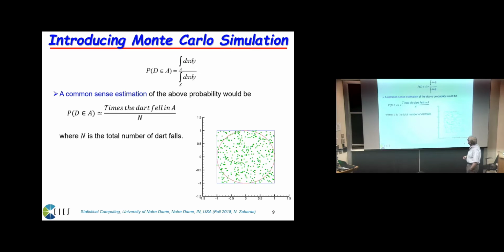Now, a common sense answer would be that the probability of D being in the circle will be how many times in the n experiments my dart was inside the circle divided by n. We agree? Okay.